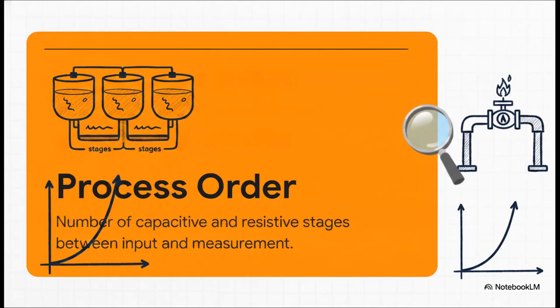Okay, so what is order? Basically, order describes how many stacked lags, or storage elements, are sitting right there between your input and your measurement. Think of every single industrial process as a capacity, like a tank that's being fed through a resistance, like a valve. The total number of those stages, that's what defines your system's order.